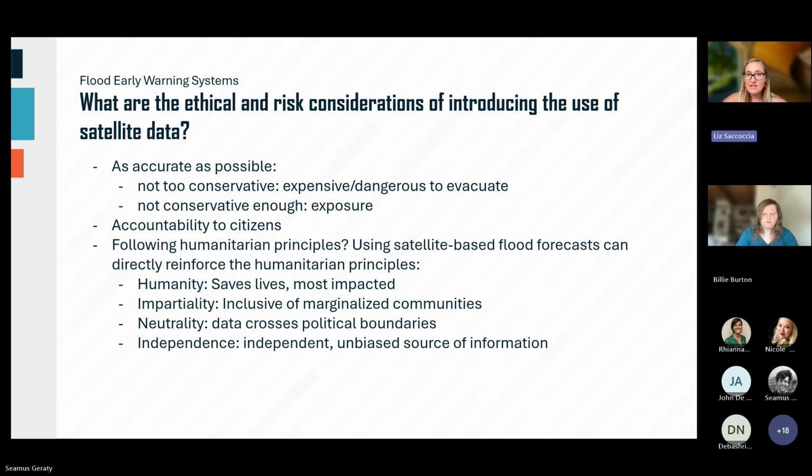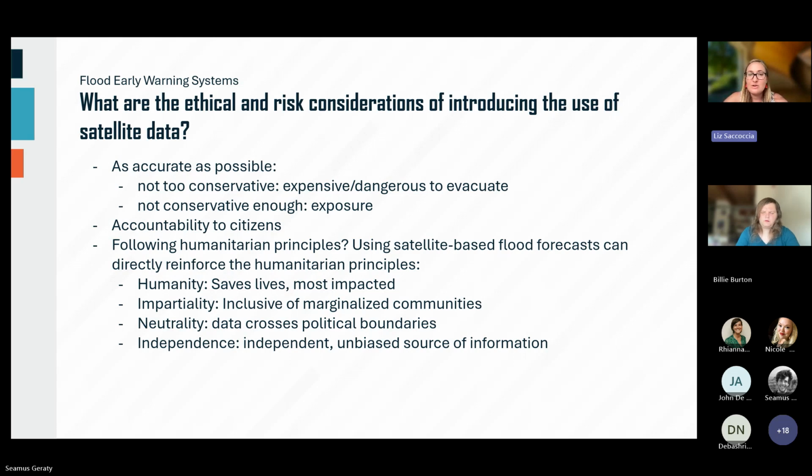And another question under this was, does it follow humanitarian principles? I think it definitely can reinforce the humanitarian principle of humanity because, first of all, it can save lives and it can make sure that the most impacted people are getting these warnings. It's impartial, and well, it should be. These are things that we need to think about when creating early warning systems, to make sure that the most marginalized communities are included in any warning, and that local in situ data is also providing information from those marginalized communities, not just the wealthy cities, for example.